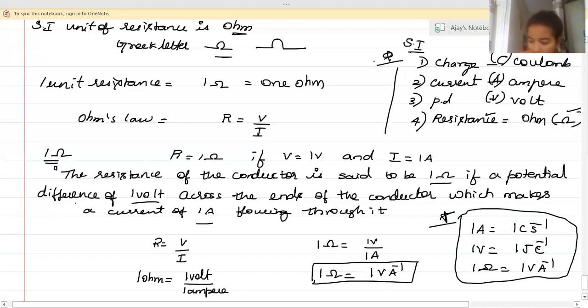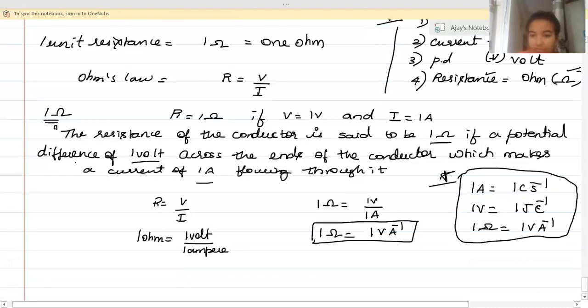Okay, fine. So now we will solve some problems. You didn't copy this? No definition of 1 ohm? Define 1 ohm. This is the answer.